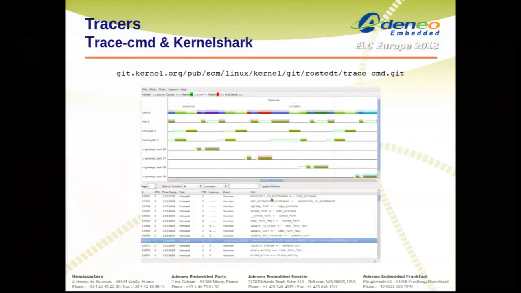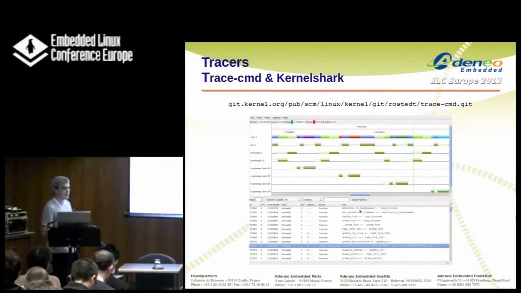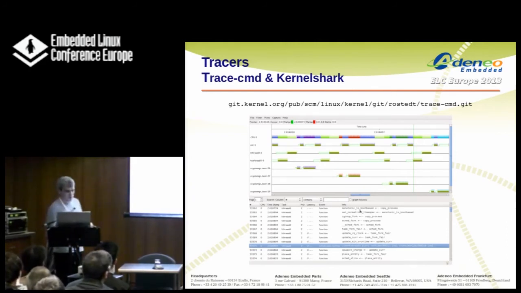And for ftrace, because again, it's console based, and when you have a lot of traces, events, things like that, it's quite difficult to organize them and analyze them. So you have some useful tools like trace-cmd and KernelShark. You can take them on Git. There is a Git repo for that.